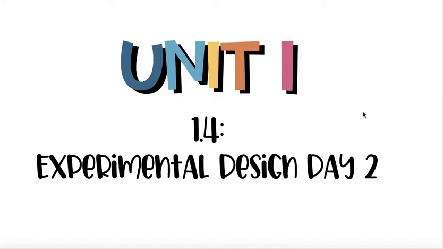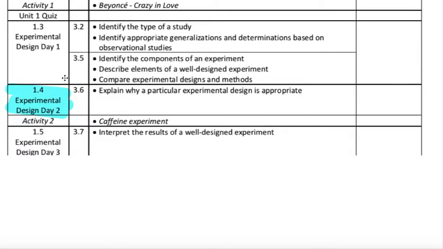Okay, this is Unit 1, Section 1.4. We're still looking at experimental design. This is our second day. So, again, our goal here is connecting these ideas. We talked about some components of an experiment as far as the explanatory and response. Now we're going to look at well-designed experiments, also looking at some designs and methods that we're going to use. Our goal, in addition to that, is also to explain why experimental design is appropriate.